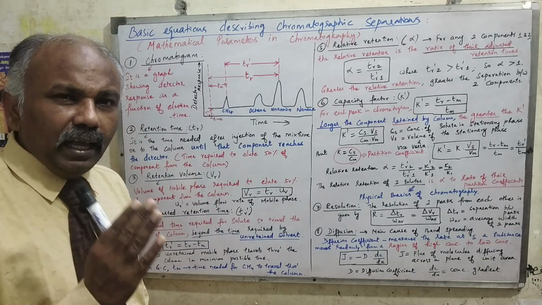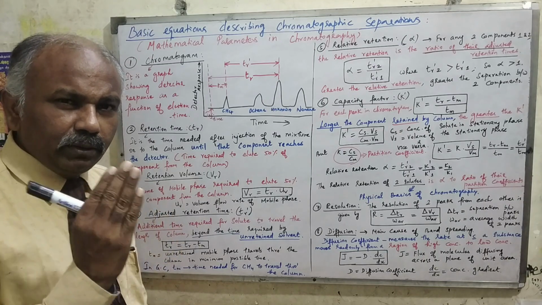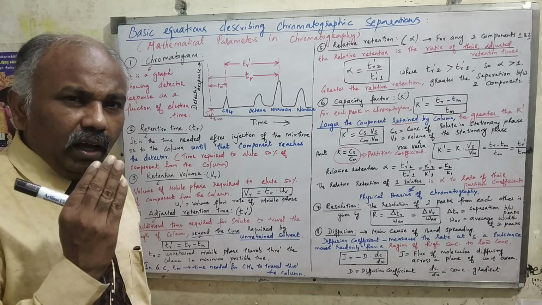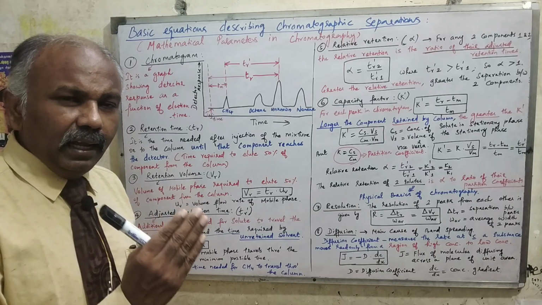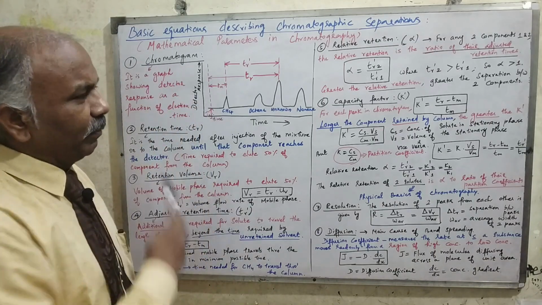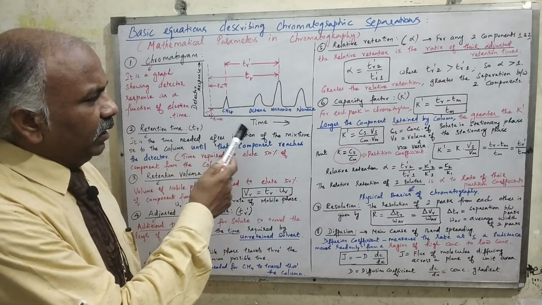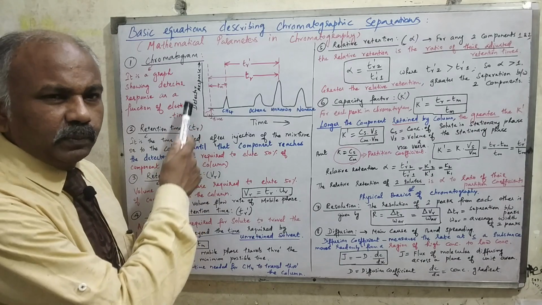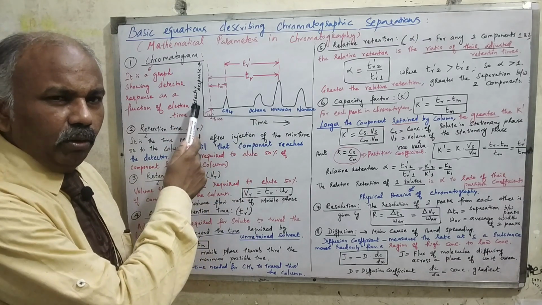Chromatogram is basically a graph obtained in chromatography. If you do gas liquid chromatography or high performance liquid chromatography, finally you are getting the peak, right? The graph whatever you are getting is called a chromatogram. Just for example, I have shown the plot here between time versus detector response. I am plotting the elution time versus the detector response in chromatography.